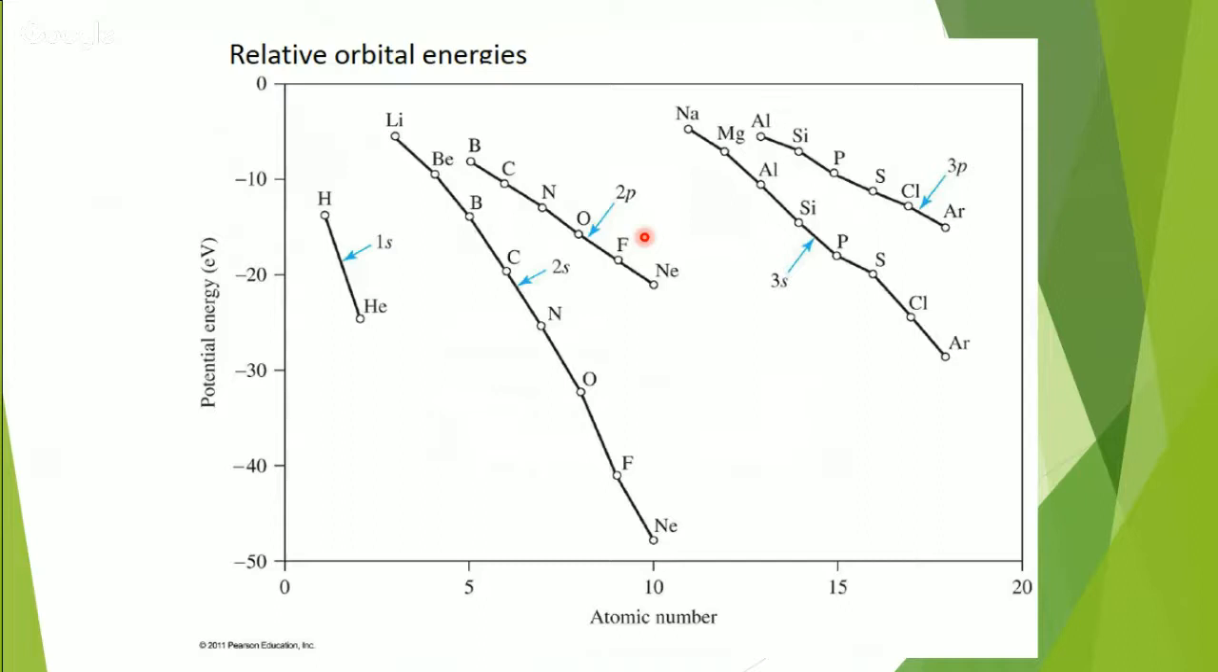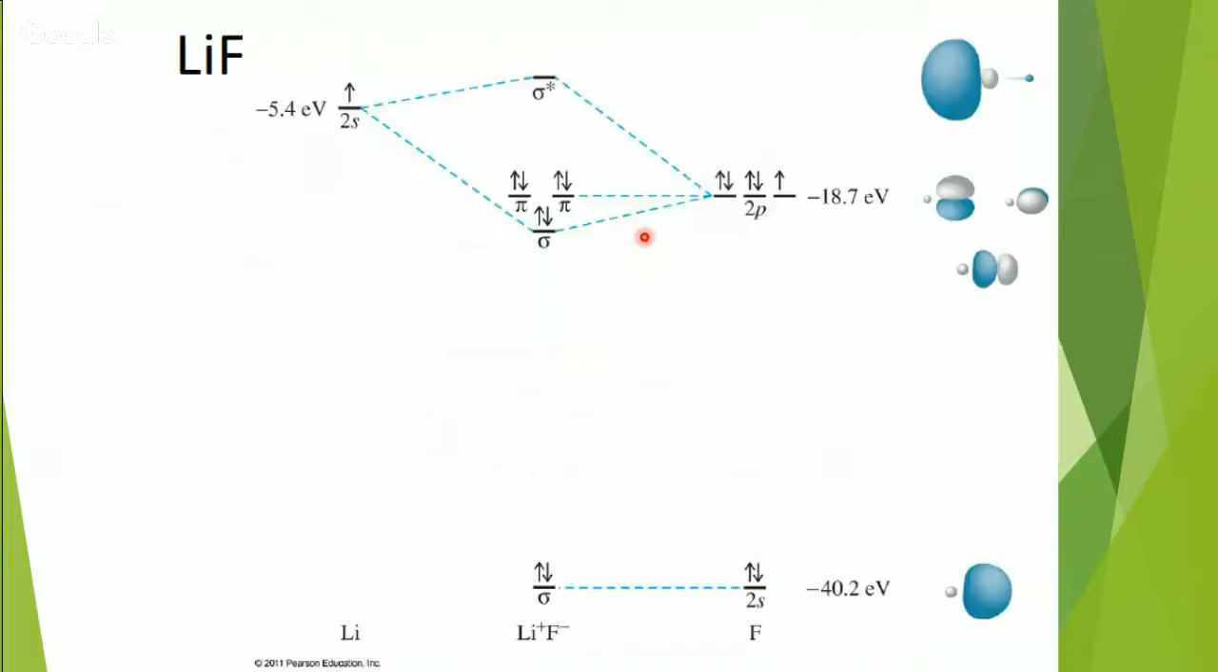Since we know that lithium fluoride exists, let's consider what would happen if the lithium 2s and the fluorine 2p orbitals interact. So taking the information from the previous page, we have this diagram. For lithium, the atomic orbital that is available to participate in bonding is the 2s with an energy of negative 5.4 electron volts. It contains 1 electron. The fluorine orbitals are shown on the right with both the 2s at negative 40.2 electron volts and the 2p at negative 18.7 electron volts.